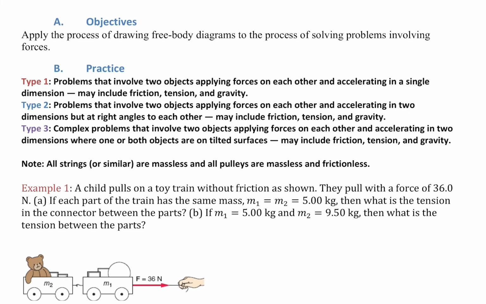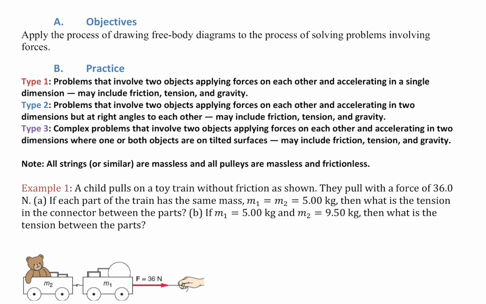So there are three types of problems we're going to discuss. Type 1: problems that involve two objects applying forces on each other and accelerating in a single dimension. They may include friction, tension, and gravity. So these are 1D two-body problems. Type 2: problems that involve two objects applying forces on each other and accelerating in two dimensions, but at right angles to each other. They may include friction, tension, and gravity. Type 2 are slightly more complex, but we don't have to deal with any components because you just have two axes, X and Y, and everything lies along those two axes.